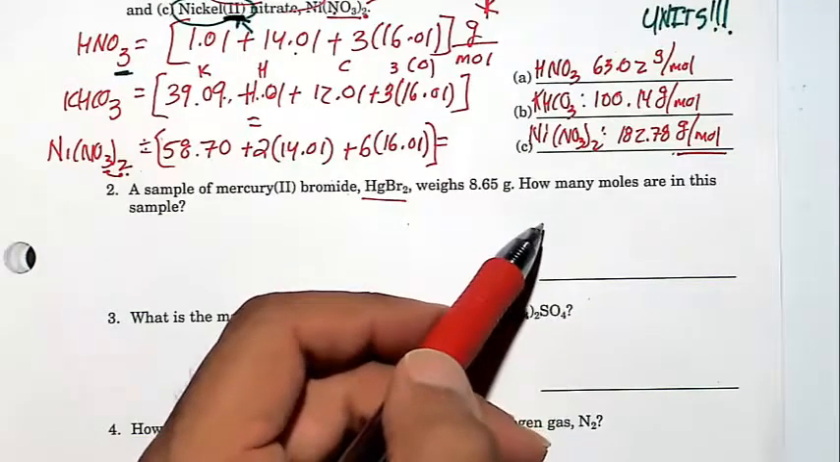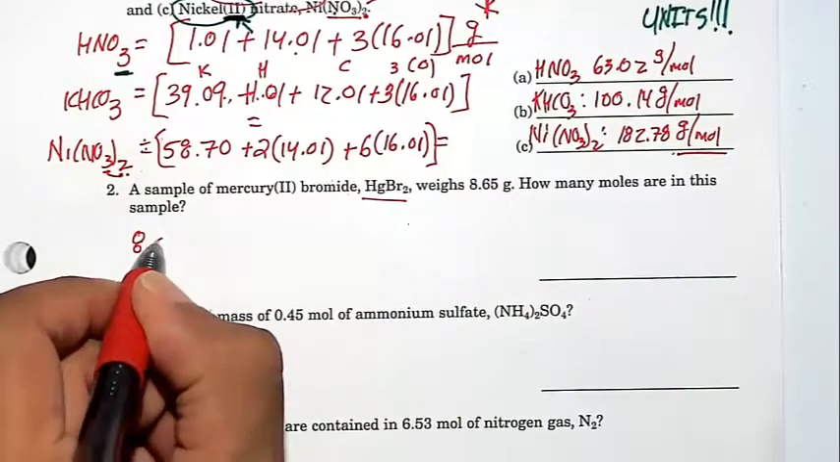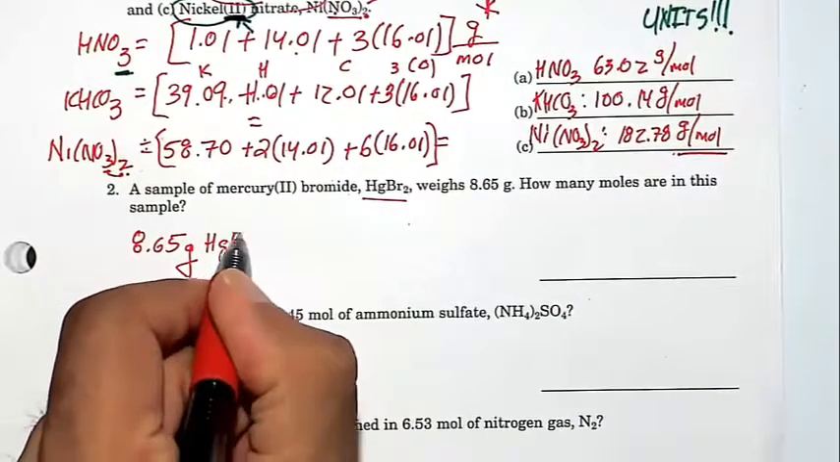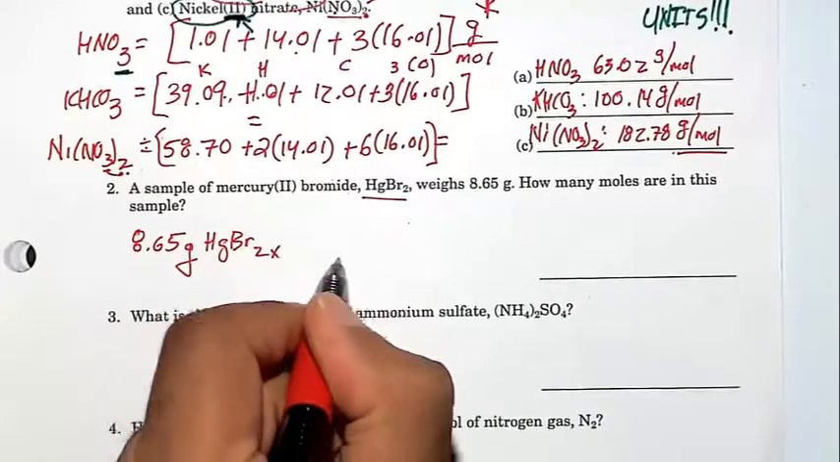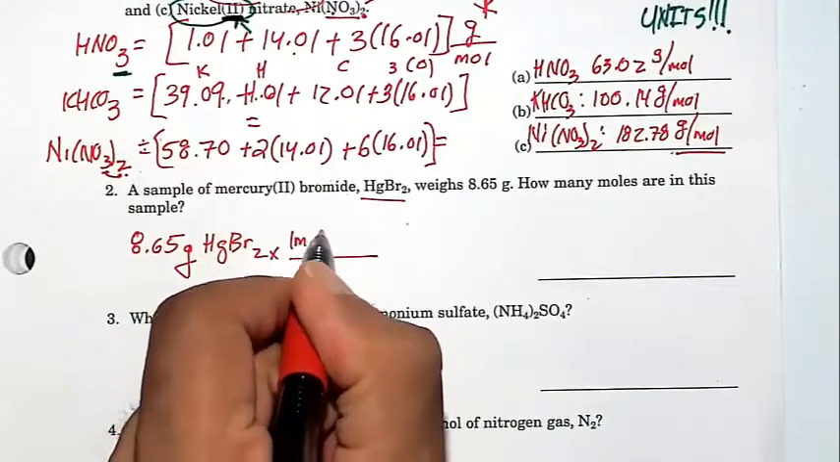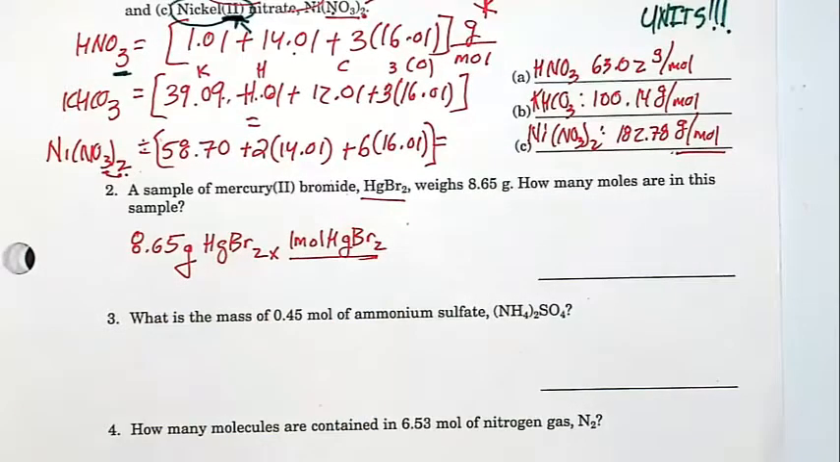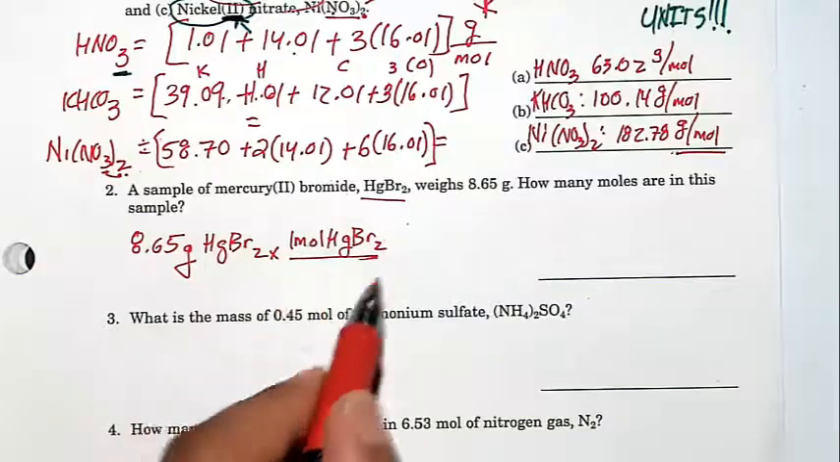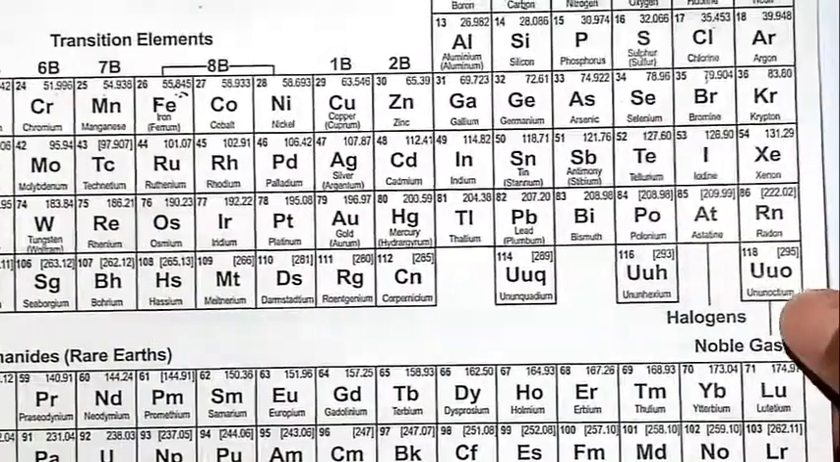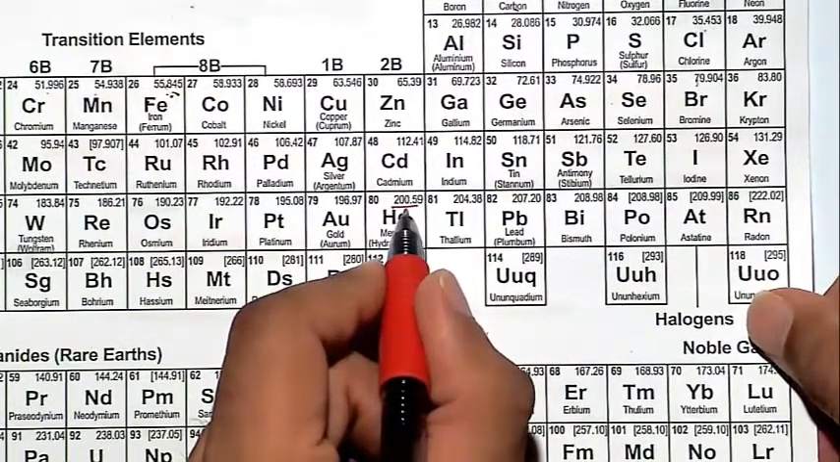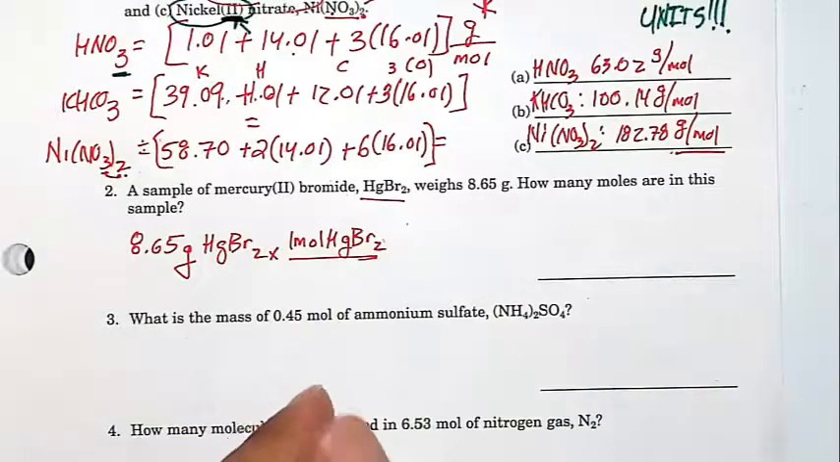How many moles are in this? All right, so if we have 8.65 grams of mercury 2 bromide, I know that for every 1 mole of mercury 2 bromide, I have how many grams of mercury 2 bromide? That is the relationship here, the molar mass relationship. So mercury in the periodic table has a molecular weight in grams per mole of 200.59.